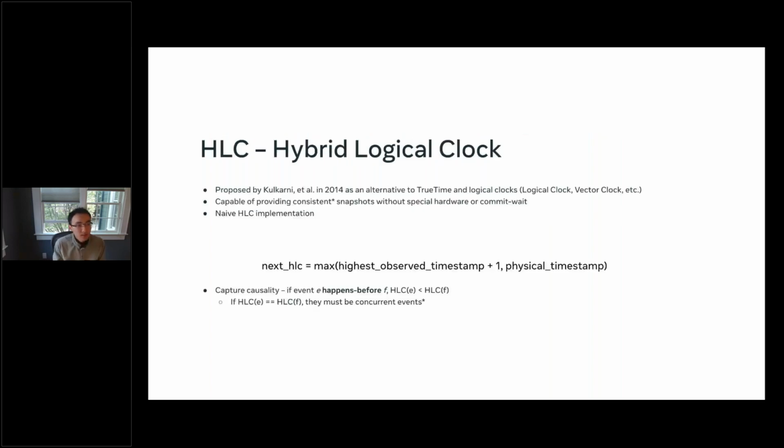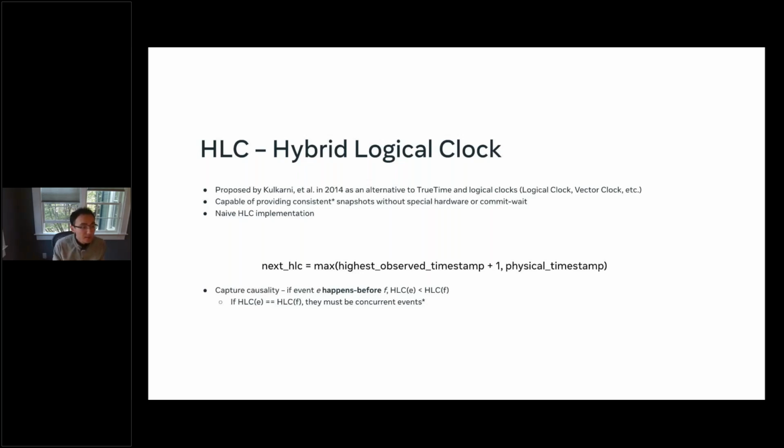All right, so let's talk about hybrid logical clock. Hybrid logical clock was proposed in 2014, which is actually 2 years after the Spanner paper. The main selling point of the paper is to be an alternative to TrueTime and logical clocks, so that it's capable of providing consistent snapshots without special hardware or commit wait. So that looks very appealing, right?